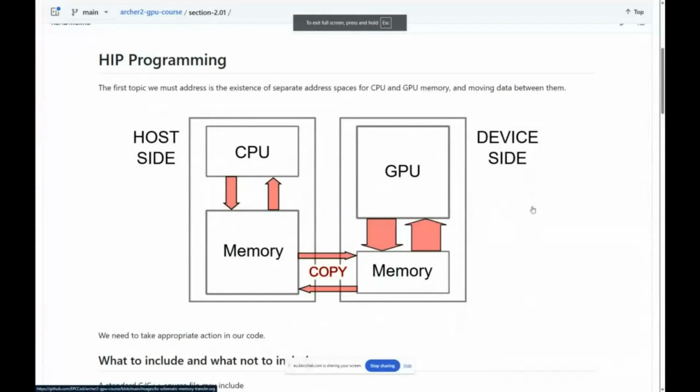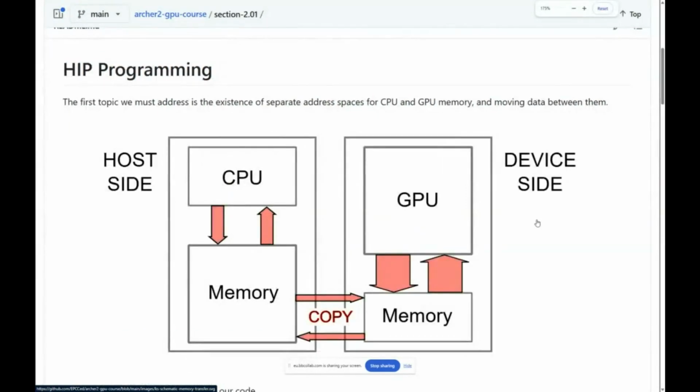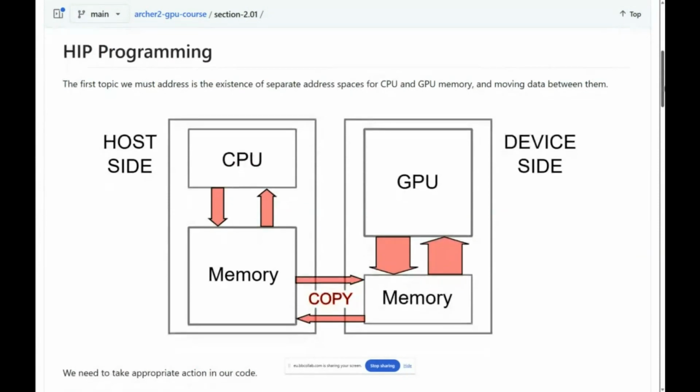Okay, so we've already talked about this host and device model a little bit. The first thing we're going to discuss and try and program is memory movement between host and device, and really try and understand the concept of moving data between one memory space and another. So we have the host side and the device side. What we're doing here is we need a mechanism for allocating data on the GPU from the CPU.